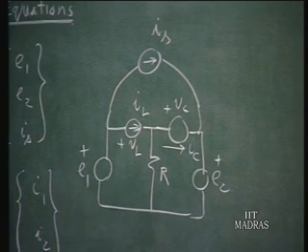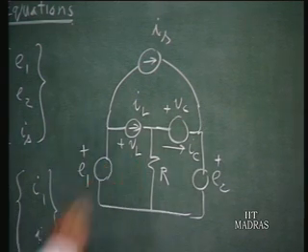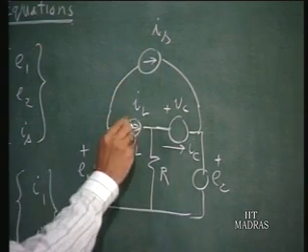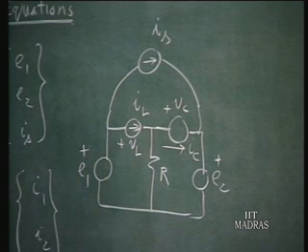So in this network, we have to find VL and IC in terms of IS, IL, VC, E1 and E2. So we have several sources now. Really there are 5 sources, and we have to find out 2 response quantities VL and IC. You can solve this network any manner you like.